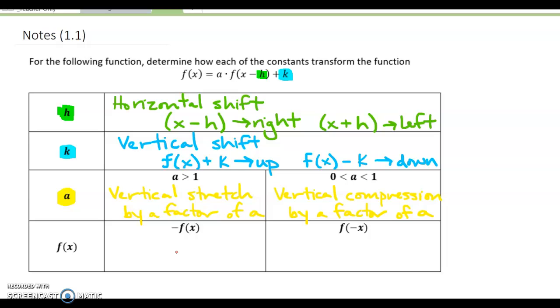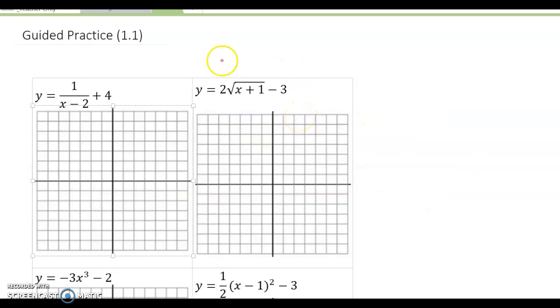Again, if our a value is greater than 1, then our function is being vertically stretched by a factor of a. And this is important for you to write down word for word, because on Monday we're going to be talking about how we can describe transformations of functions in writing. And this is how we are going to write any vertical stretch or vertical compression if a is between 0 and 1.